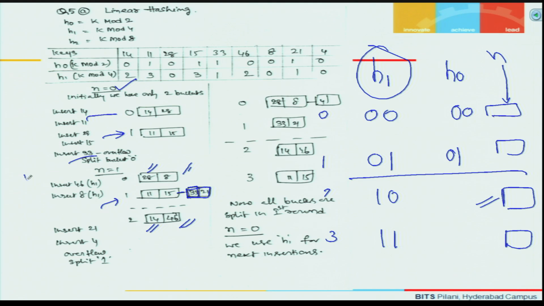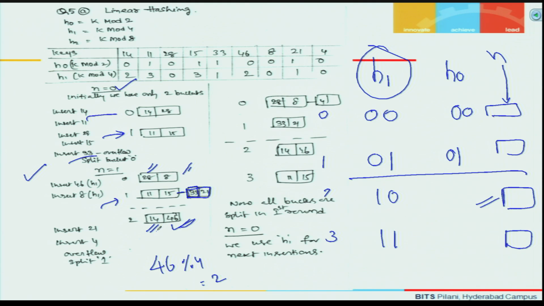When I am inserting 46, when I apply H0, it will be mapped on to 0, but 0 is less than n. It indicates that this is already split and the split image is available for that, hence I need to apply H1. When I apply H1 on 46, that is 46 mod 4, it will give me 2. So 46 will get into the second bucket, and this way we consider.